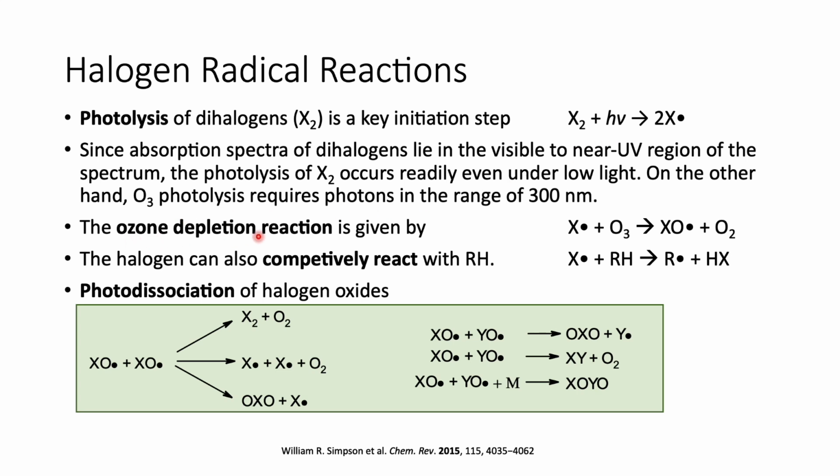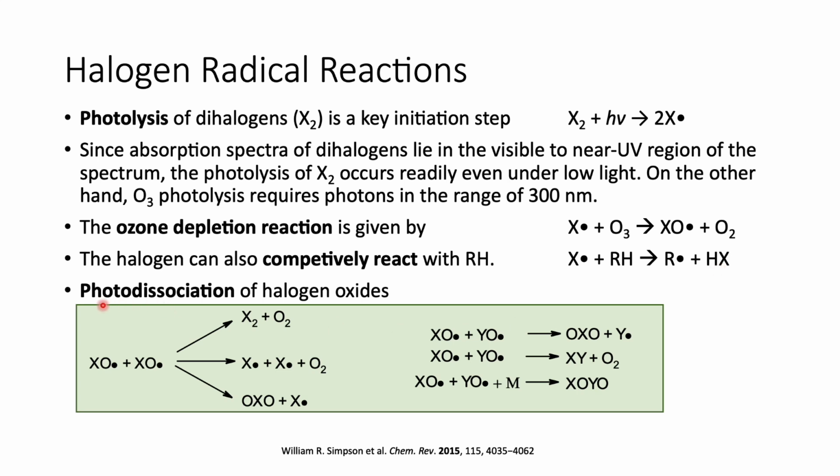Once initiated, the ozone depletion reaction is given by X dot, that is the halogen radical, plus ozone gives XO dot plus oxygen. The halogen can also competitively react with hydrocarbons. So X dot reacts with a hydrocarbon, where alkyl radicals are produced plus HX.